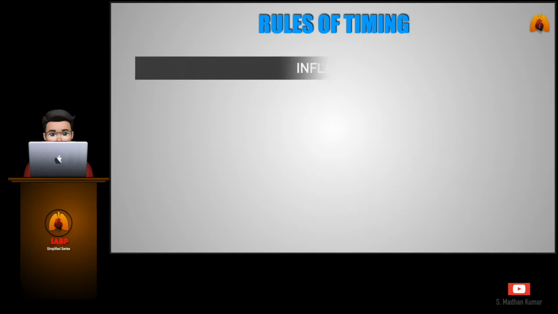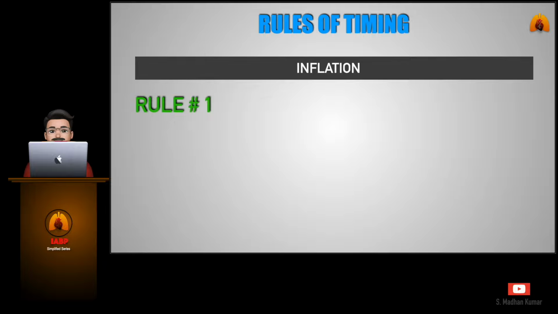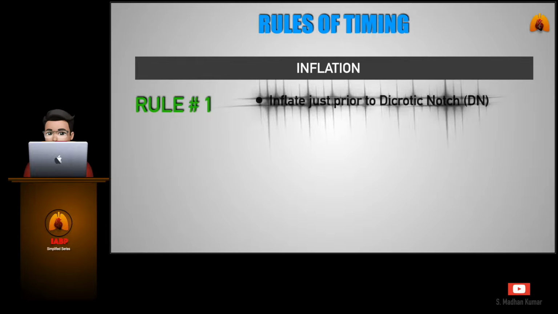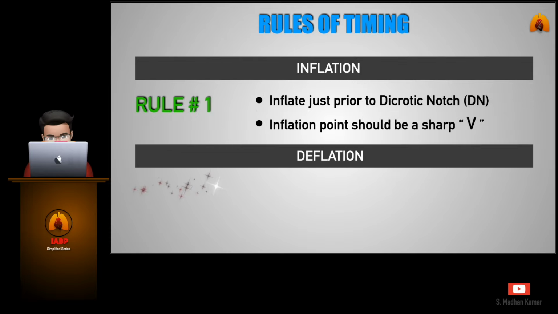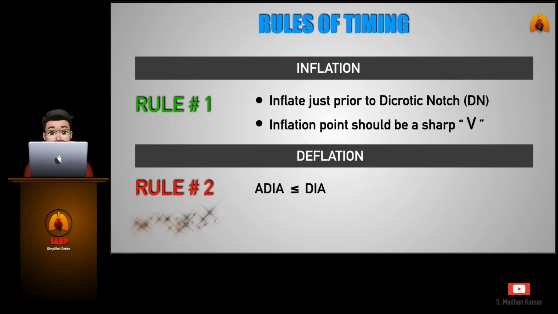For proper inflation timing and to produce a rapid rise in aortic pressure for optimal augmentation, thereby increasing oxygen supply to the coronary circulation, rule number 1 has to be applied. Inflate just prior to the dicrotic notch, which should result in diastolic augmentation which is greater than unassisted peak systolic pressure, and the inflation point should be a sharp V.